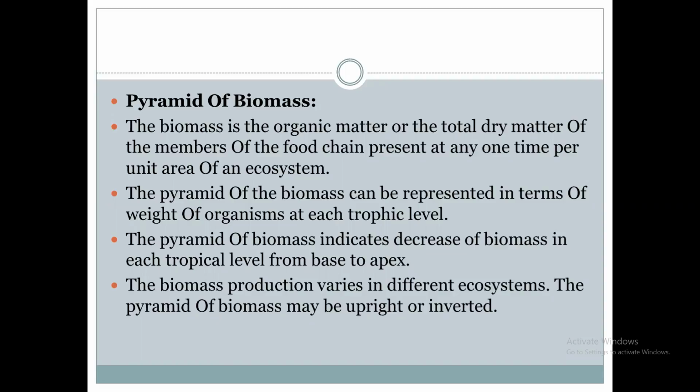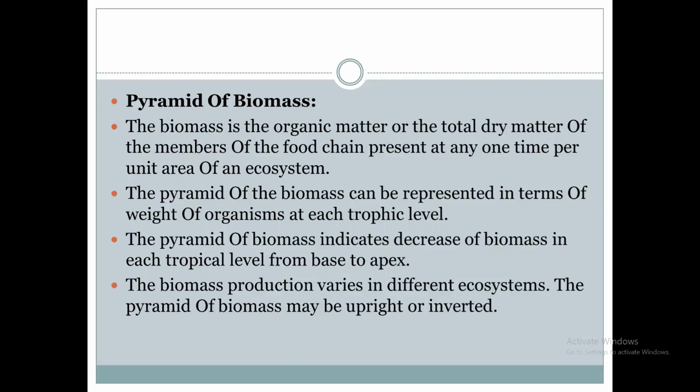At each level this biomass will keep changing. How do they measure it? The mass of the chain present at any one time per unit area of ecosystem. How much mass per unit area, mass per unit area, that is the biomass. The pyramid of biomass can be represented in terms of weight of organism. How is biomass measured? In terms of weight of the organisms at each trophic level.